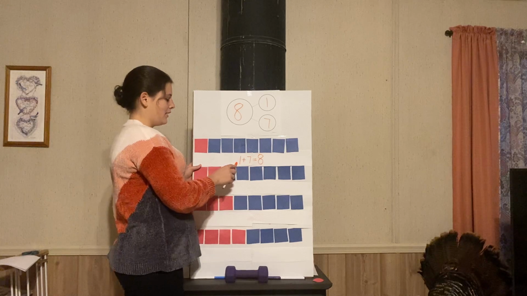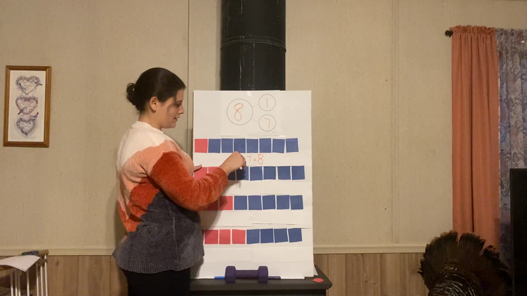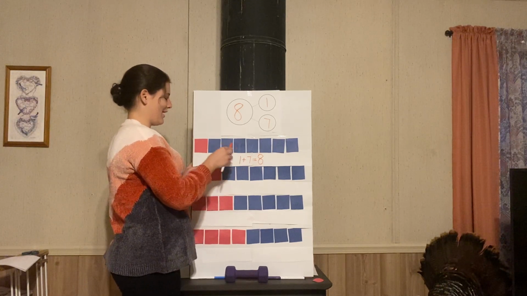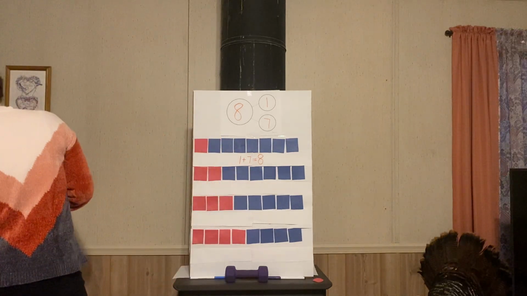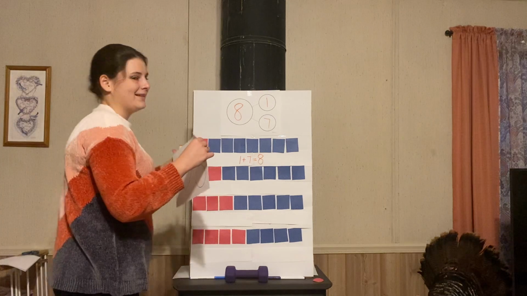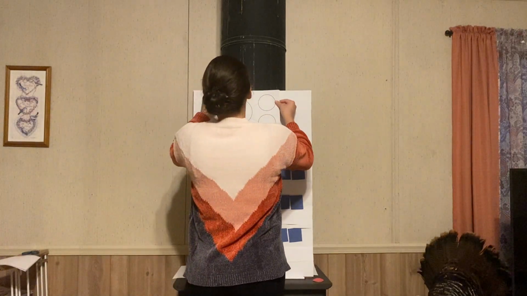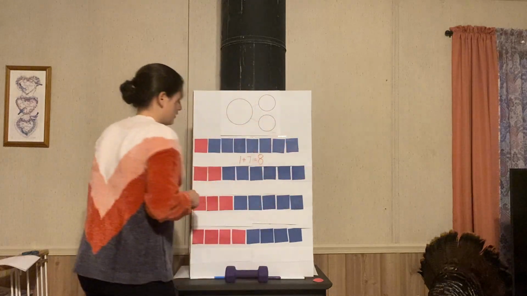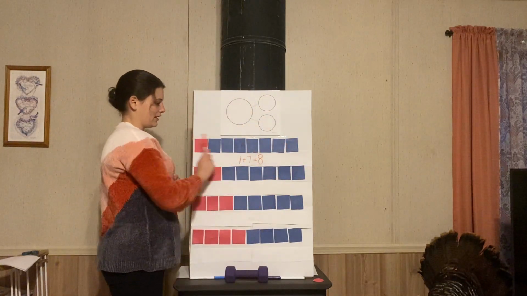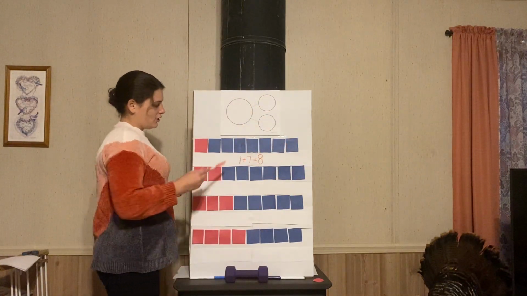Or we can say, 1 red block plus 7 blue blocks equals 8. Okay. Let's go to another one. Let's see if we have any more partners that can create this. So that's our first number sentence.